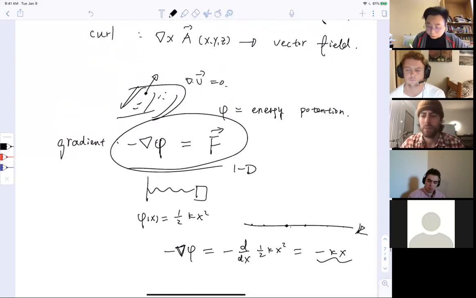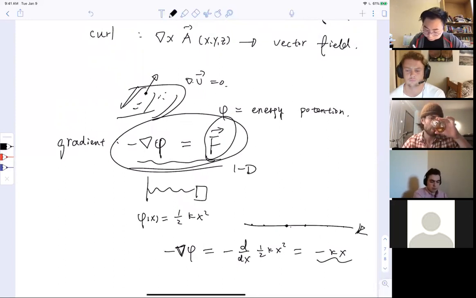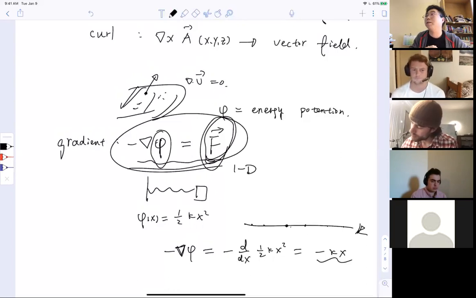If a force can be written in this form, then this force is called a conservative force. This is like one of the homework problems, meaning that for this force, you can write an energy potential associated with that force.